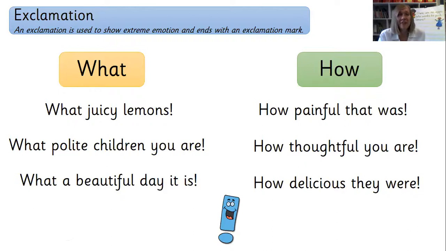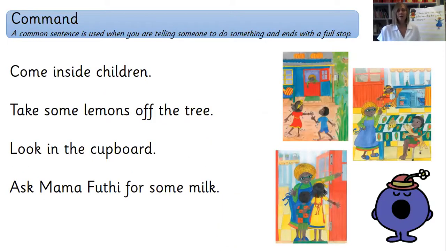So we're going to have a look at an exclamation today, and it has to end in an exclamation mark. And can you whisper the two words we could start an exclamation sentence with? Whisper them to me. If you whispered what, well done. And if you whispered how, even better. Two thumbs up, well done. So we're going to have a look at an exclamation, but we're not going to stop there. We're going to have a look at one more sentence type today, and that is a command.